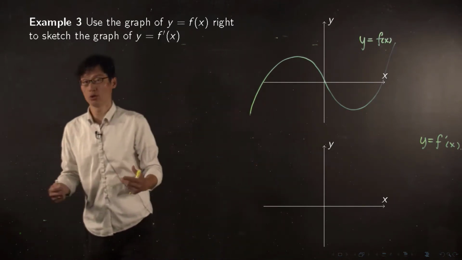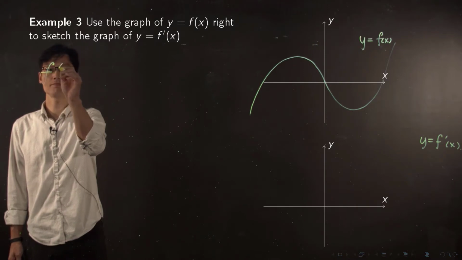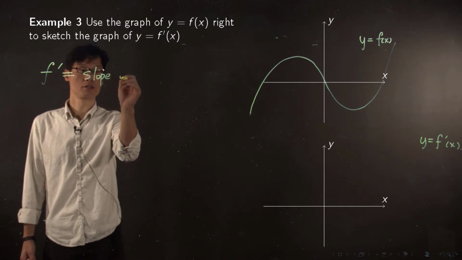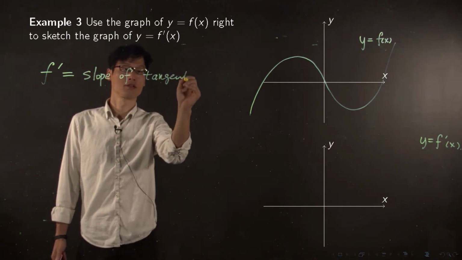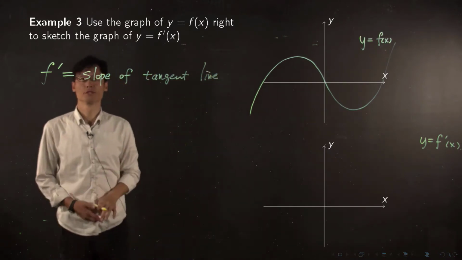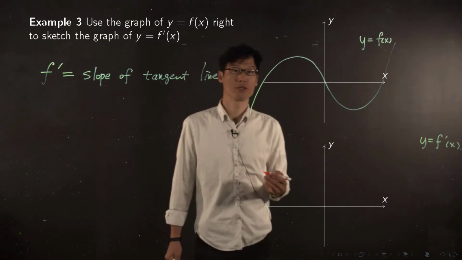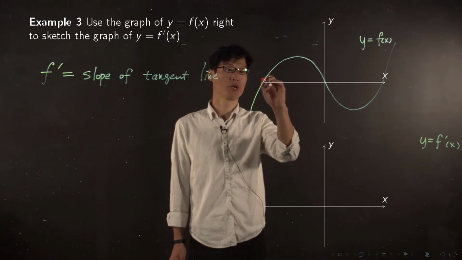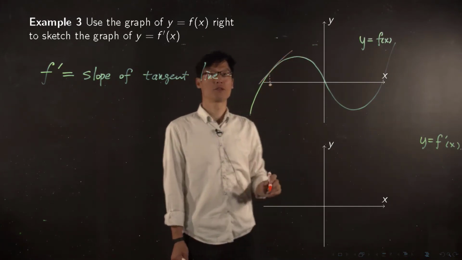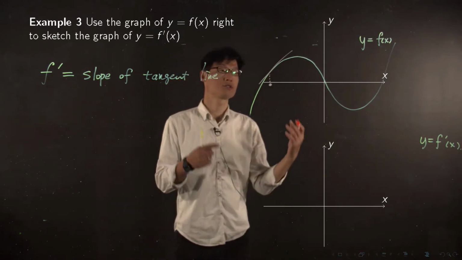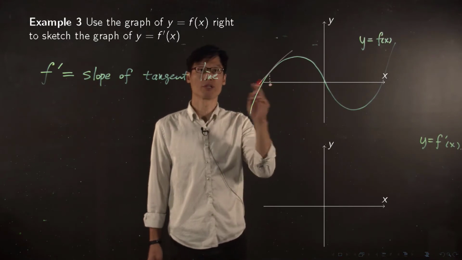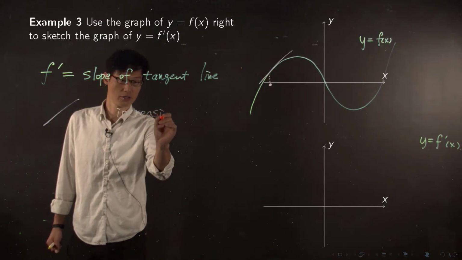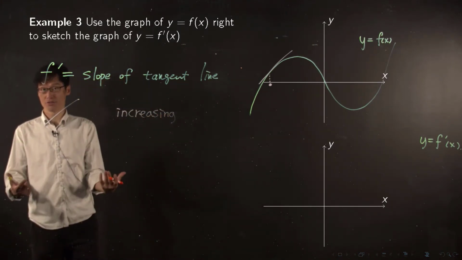We want to use a quick observation. So f prime geometrically gives you slope of tangent line. That means, well, let me pick some point. Say we have this point. At this point, we have tangent line like this. We don't know the slope exactly, but we know it's increasing, right? So this is positive slope.